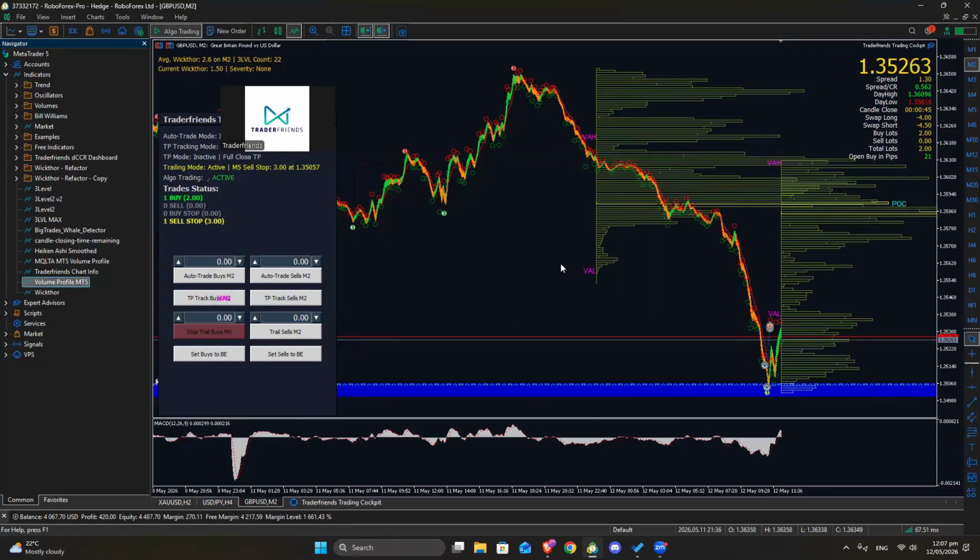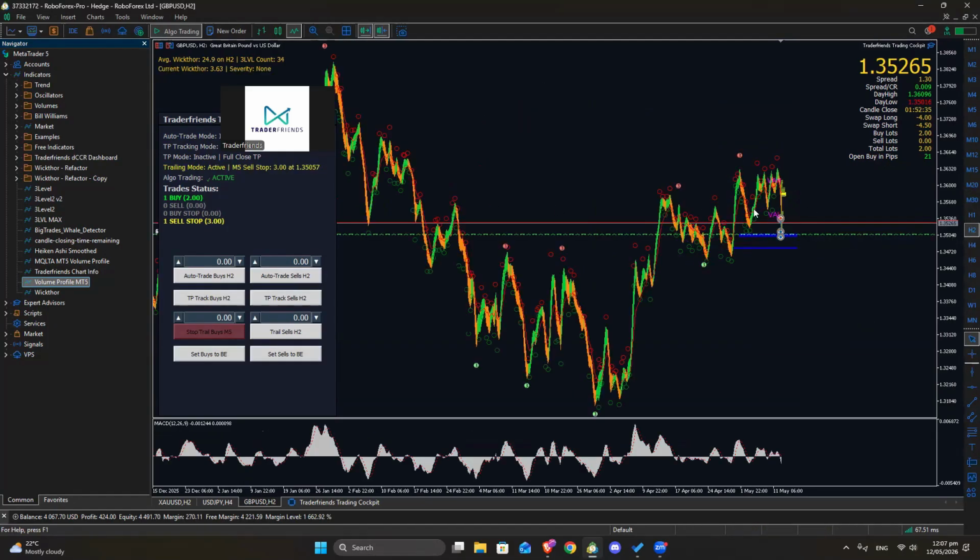All right. So now I zoom back and I go, for example, on the 2 hour time frame, and then I zoom in.